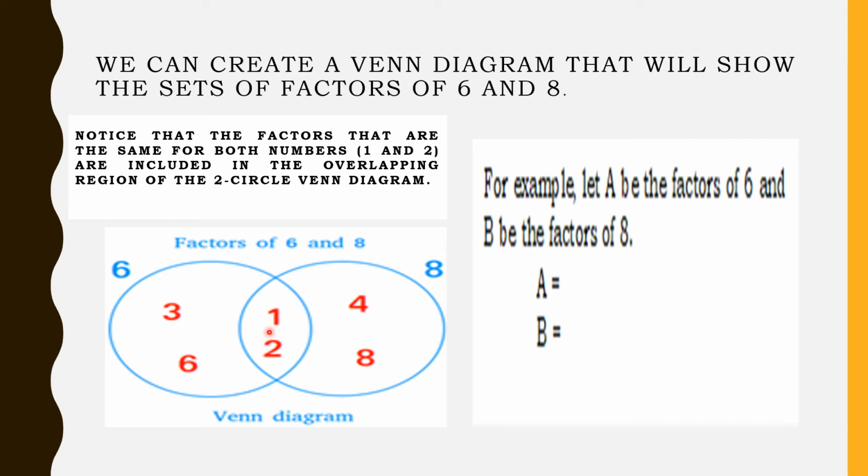So the overlapping here, no? The only factors of 6, which are not factors of 8, are 3 and 6. And the only factors of 8 are 4 and 8. While the factors common to 6 and 8 are 1 and 2. Yan yung sinasabing intersection. So let's try. Paano natin isusulat yan?